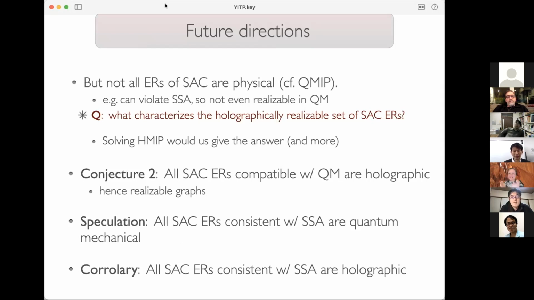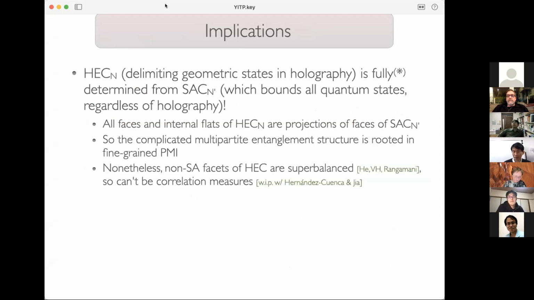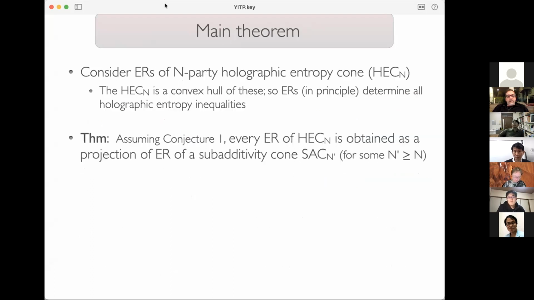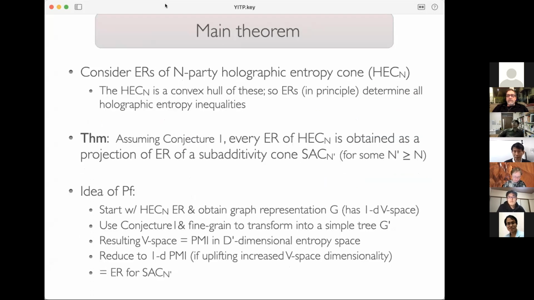Thanks for the nice talk, Veronika. I'm just curious. I don't know if you saw this paper a couple days ago by Bartek Czech about the symmetrized holographic entropy cone. I was curious if you had any comment, since that's also a speculation for some way of understanding the structure underneath the holographic entropy cone. Is there any connection, any obvious relation to your point of view on it?